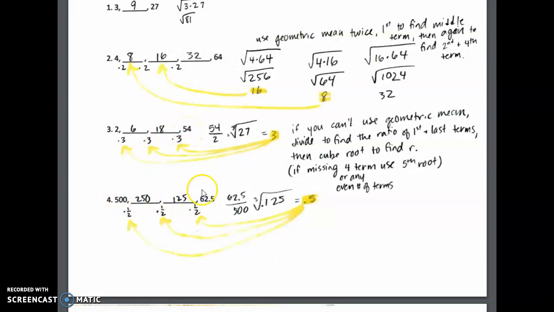And it will work even if you're getting smaller. Still divide your last term by your first term. That gave me 0.125. I'm again missing 2 terms, so I take my cube root of 0.125, which is 0.5 or 1/2. So every time I'm cutting my number in half, 500 becomes 250, 250 becomes 125, and 125 cut in half will become 62.5. So that's geometric sequences.